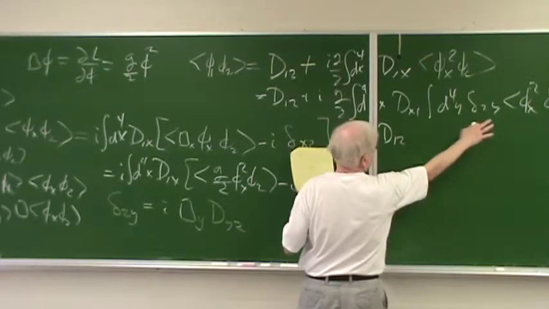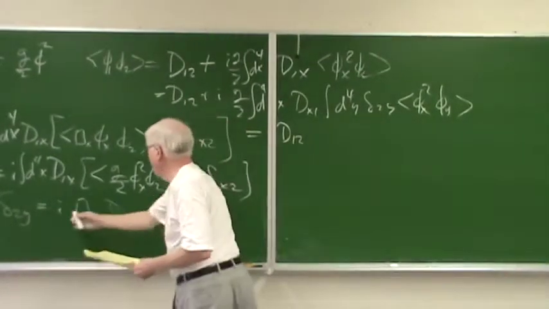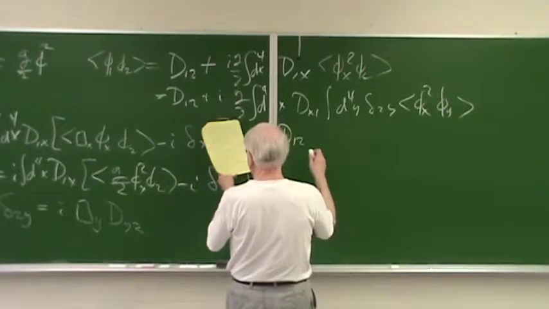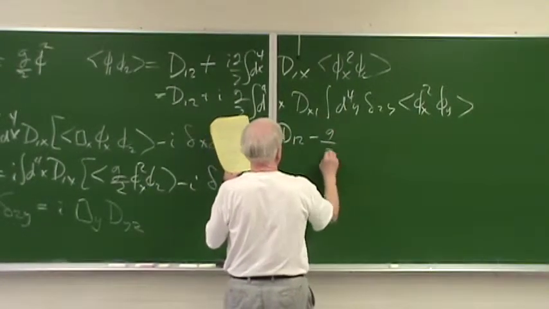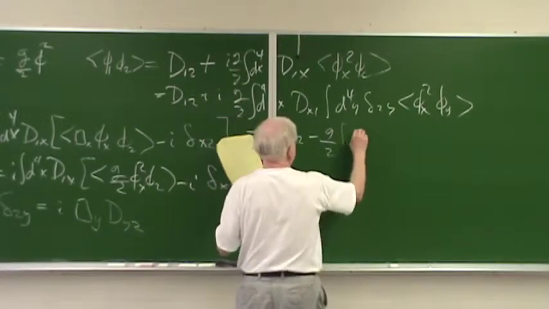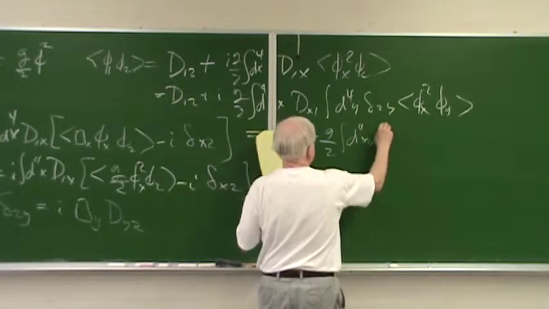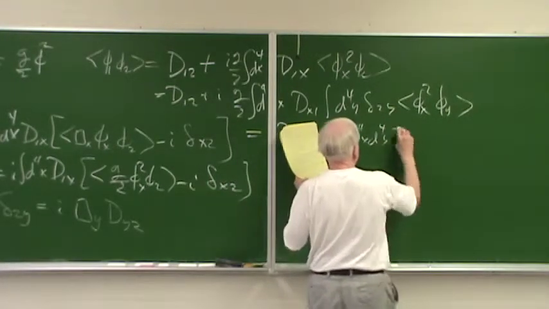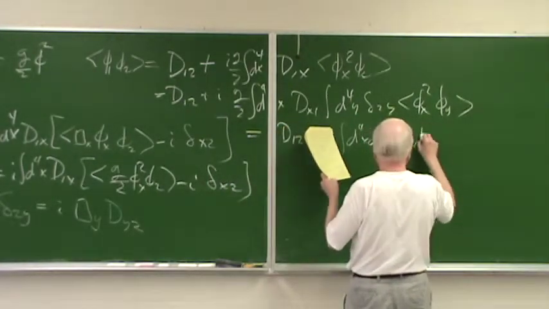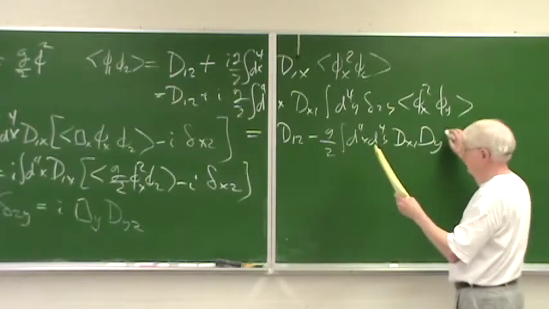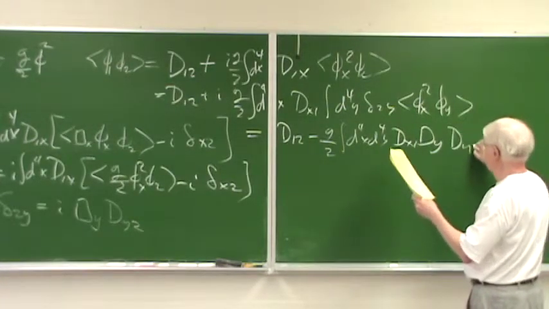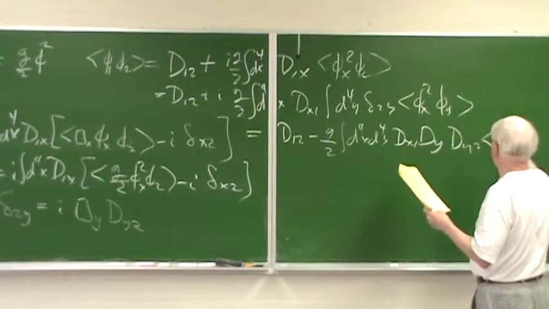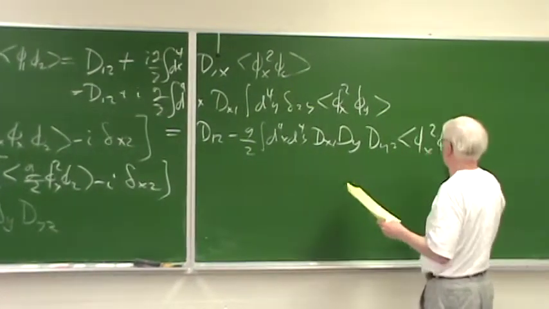This is going to kick out an extra i, and so we're going to get minus g over 2 integral d⁴x d⁴y dx1 box y dy2 φ(x)² φ(y).